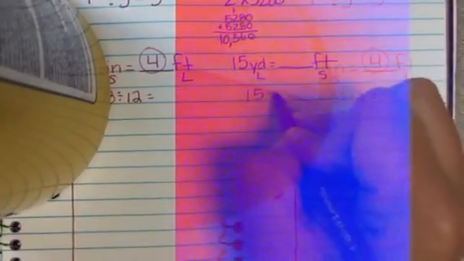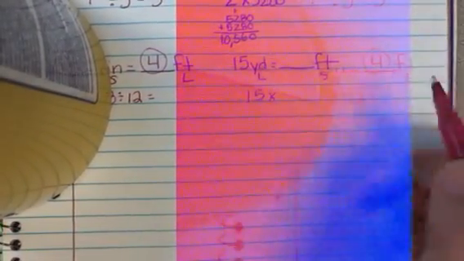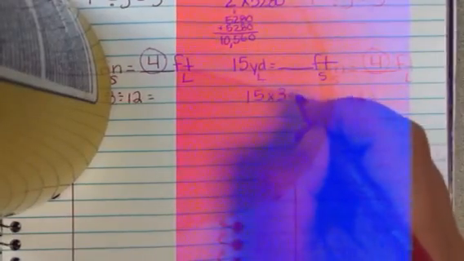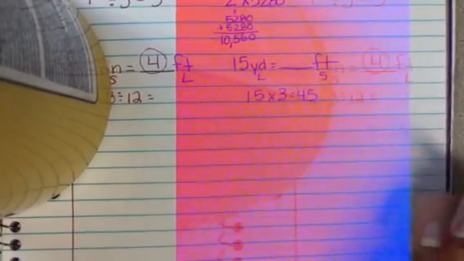Larger to smaller means multiply. How many feet are inside of a yard? 3. Your final answer is 45.